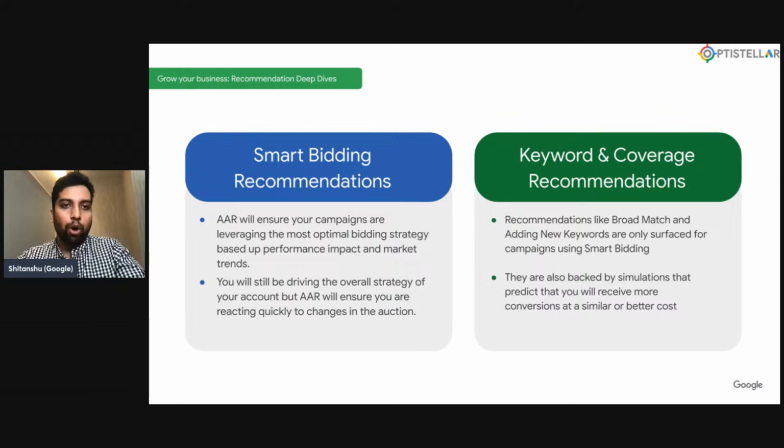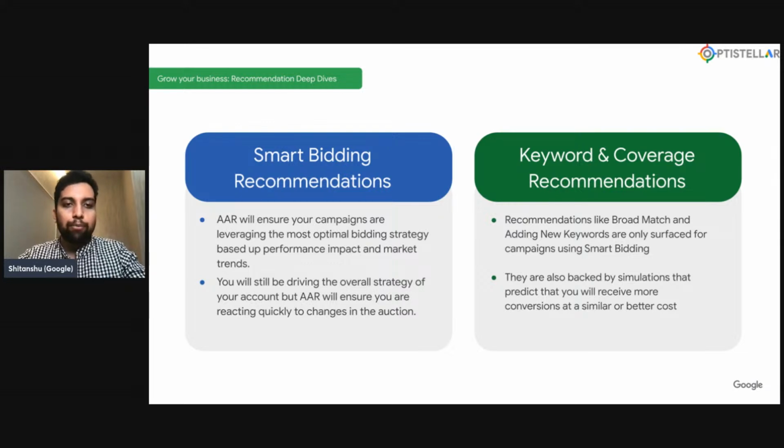Now, for example, if you're opting into smart bidding recommendations, which is TCPA or TROAS or any of that, right? If you're opting into smart bidding recommendations, you can opt into them through AR. What AR will do is ensure that the campaigns are leveraging the most optimal bidding strategy based on performance impact and market trends.